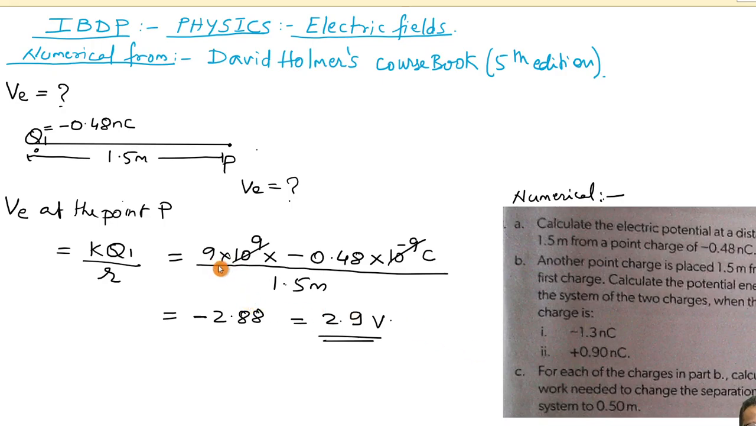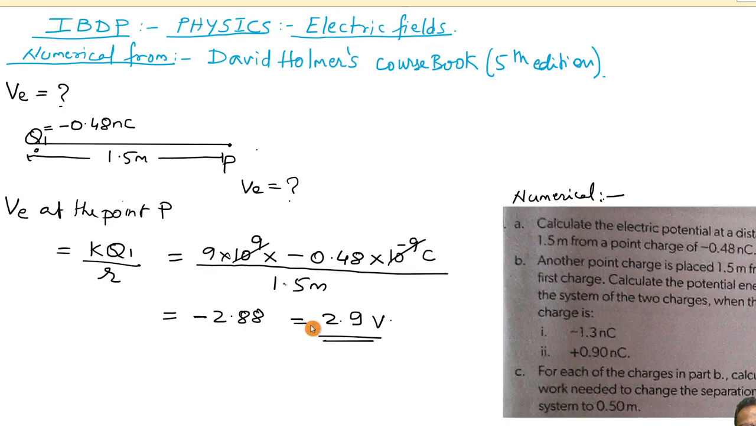Fine. So K is equal to 9 into 10 raised to 9, this value you have to substitute. Q1 you have to take as minus 0.48 into 10 raised to minus 9 because it was nanocoulomb. So you have to convert it into coulomb, so it will be into 10 raised to minus 9. And the distance should be in meter, which was already in meter, 1.5 meter in the question itself.